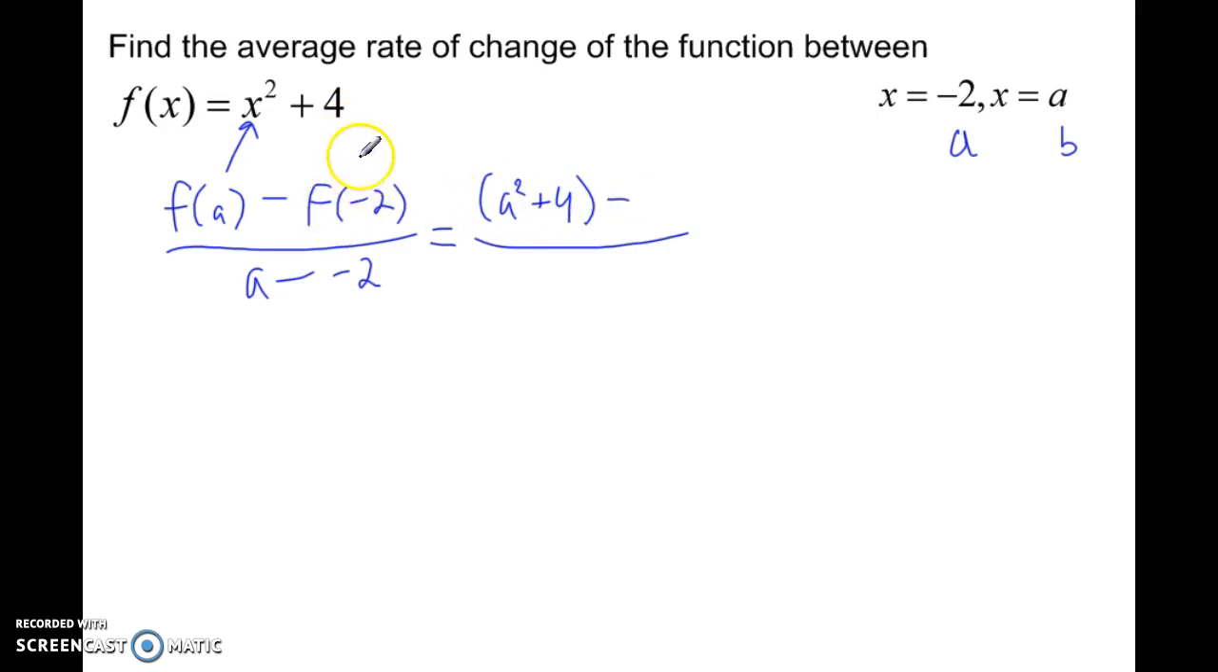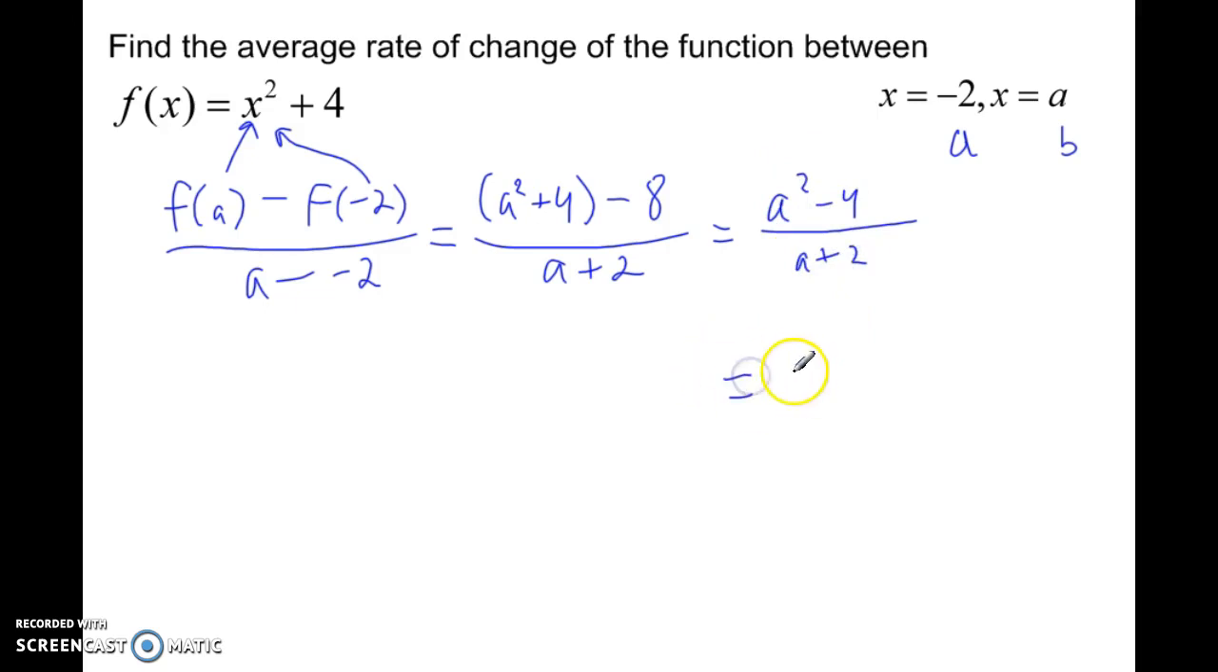Minus f of negative 2. If I plug negative 2 in there, that would be negative 2 squared, which is 4. 4 plus 4 is 8. And then this would be a plus 2. Well, I'm hoping something simplifies here. Let's see what happens. So we get a squared minus 4, I like that, over a plus 2.